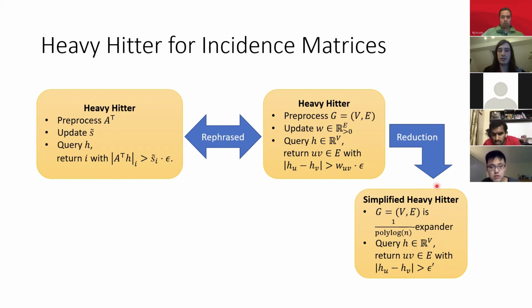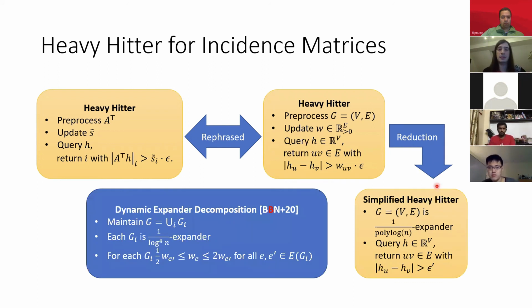The idea of this reduction is that we have shown you can maintain an expander decomposition. So expander decomposition here means you are given this graph and you split this into many smaller graphs. And the nice property is that each of these smaller graphs is an expander, and the weights of the edges in this graph are all almost uniform. They only differ by at most a factor of 2, which means that you can basically just replace this W by this uniform weight that you have on your smaller expander graph. So it's just the same value epsilon prime that you use for the same expander. So what we need to solve now is this simplified heavy hitter problem, trying to find the large differences on an expander graph.